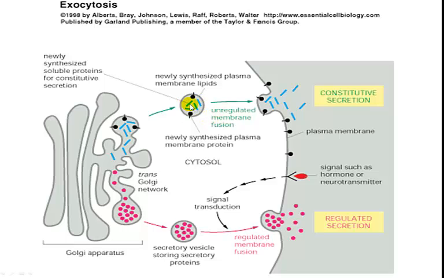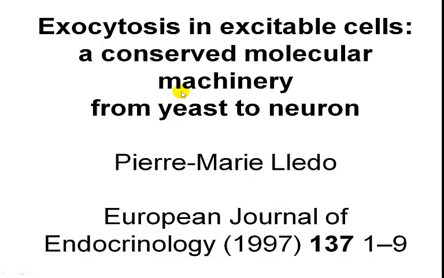those can be regulated. Okay, so that's a constitutive secretion, and then what we're thinking about, of course, is a ligand binding to a receptor with signal transduction that will trigger the movement of the mature secretory vesicle or secretory granule to the membrane, causing docking, fusion, and then the exocytosis for regulated secretion.